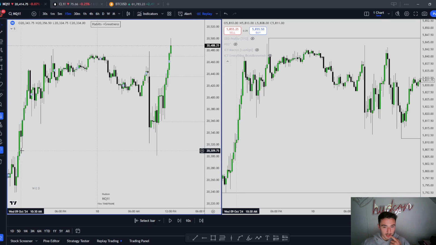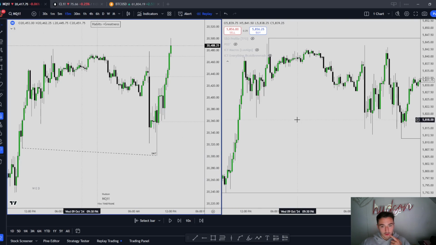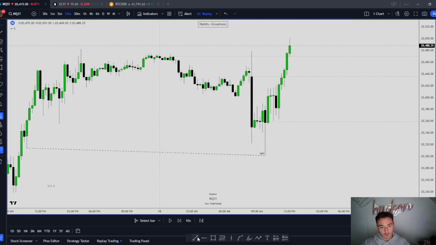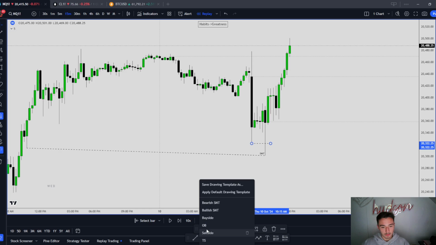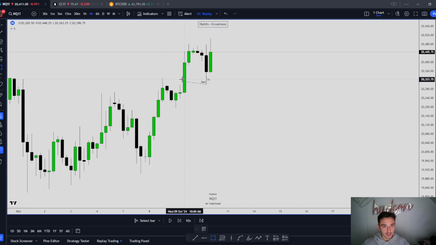Okay, so why did I long? So we had this SMT right here. Swing low, SMT. On NQ, it was this candle. Okay, this candle, we had no swing low on the ES, but I didn't really care. What's this become? Stop run, 4 hour. This was the reason I was bullish.